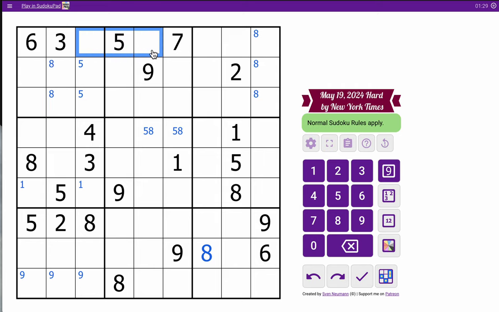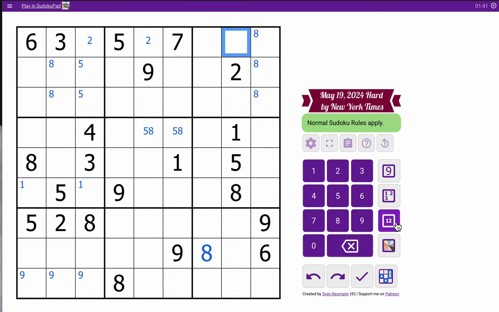So, two is in one of these two in row one, because it can't go into those three. I have three, five, six, and seven. I need one, two, four, eight, nine to fill out row one. This one sees one and two, so it can only be the rest, but not eight.